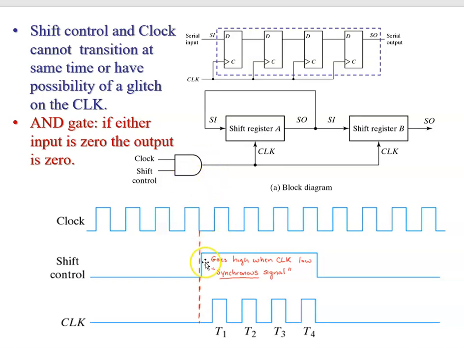So in this case we have an AND. So again, once the clock is low, the shift goes high. When the clock is low, so we get a synchronous signal. And this is what our CLK signal will look like. We just let our shift control allow 4 cycles of clock to go through, and we call that T1 for cycle 1, cycle 2, cycle 3, cycle 4. And we do 4 cycles of the clock.